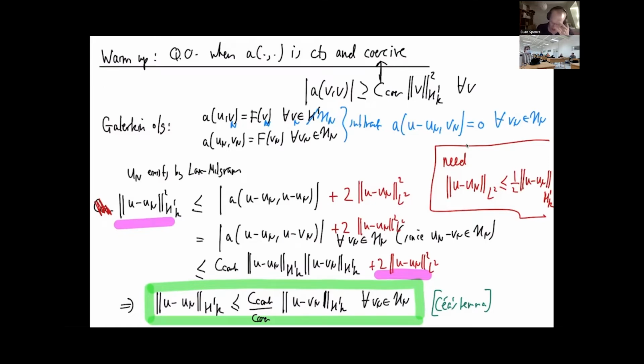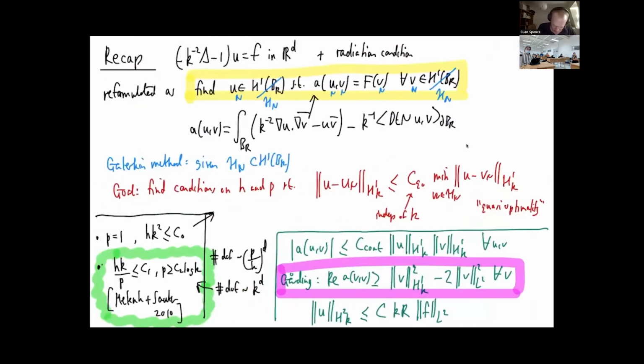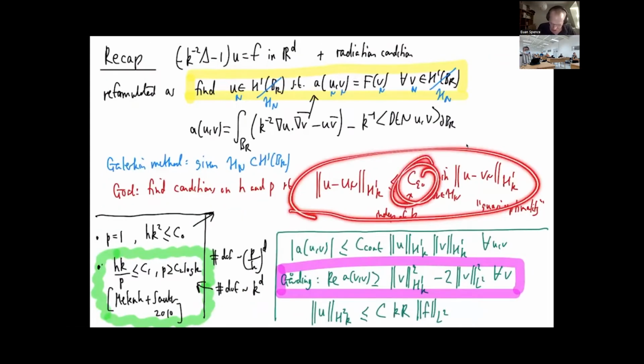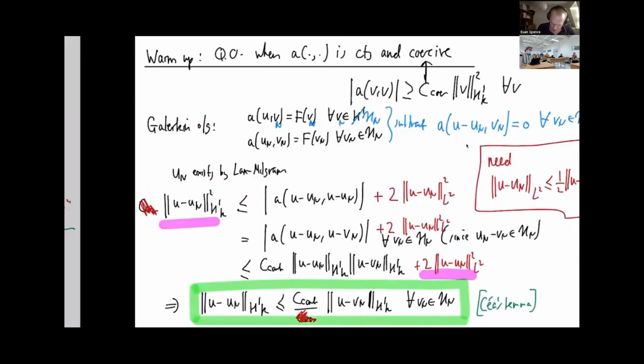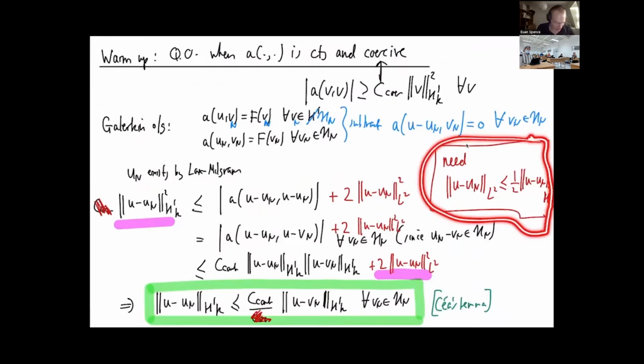Okay, so in this case, this C co-error is just 1. So if I have this bound saying that the L2 norm of the Galerkin error is small enough compared to the H1 norm of the Galerkin error, then I'm going to get this quasi-optimality. And let's just check. We said C cont, this continuity constant, was independent of K. That's what we want: quasi-optimality with this constant independent of K. That's our goal. So we've reduced our problem to proving this bound here.